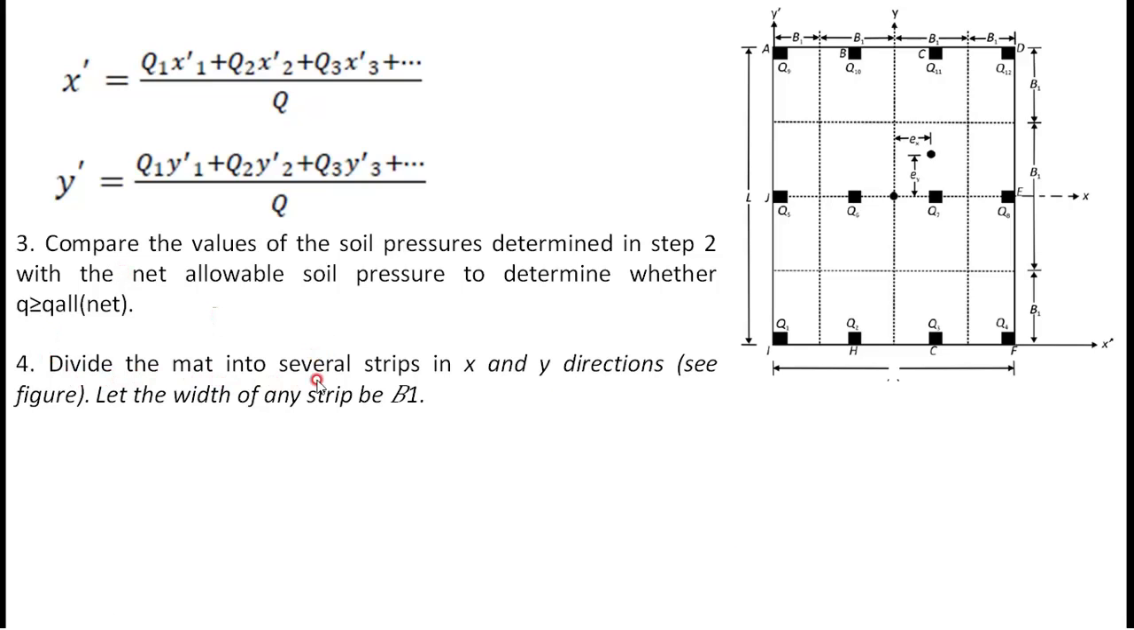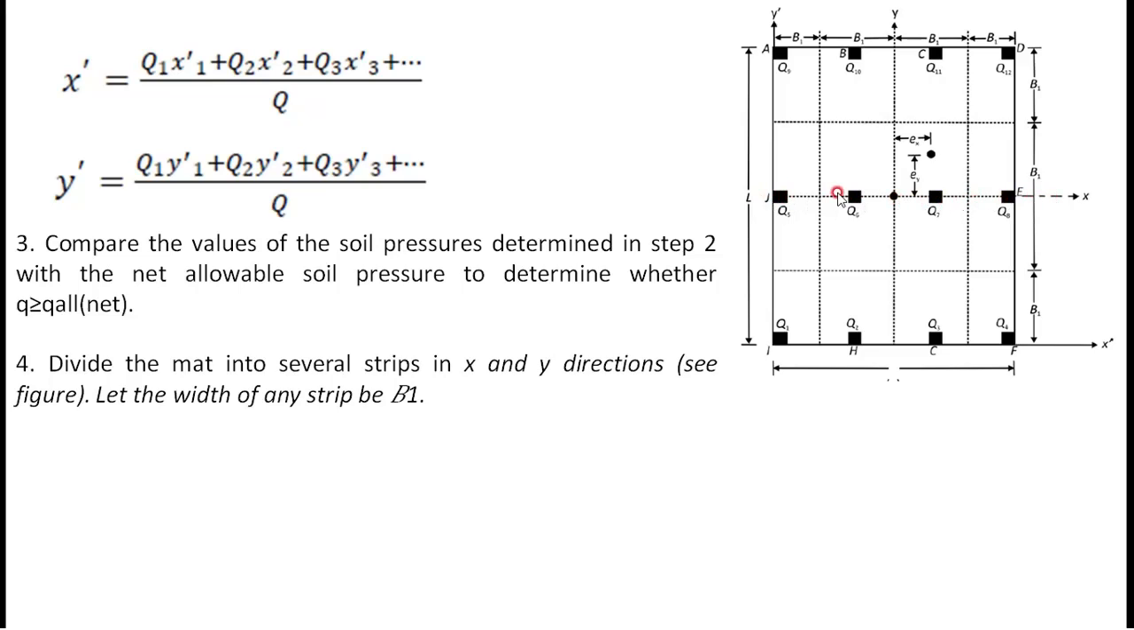Divide the mat into several strips in the x and y directions. See the figure. Let the width of any strip be b1. The entire area needs to be divided into a number of strips, and you need to observe the strips very carefully. This line and this line, don't confuse them with this one. These two lines are just to show the centers.